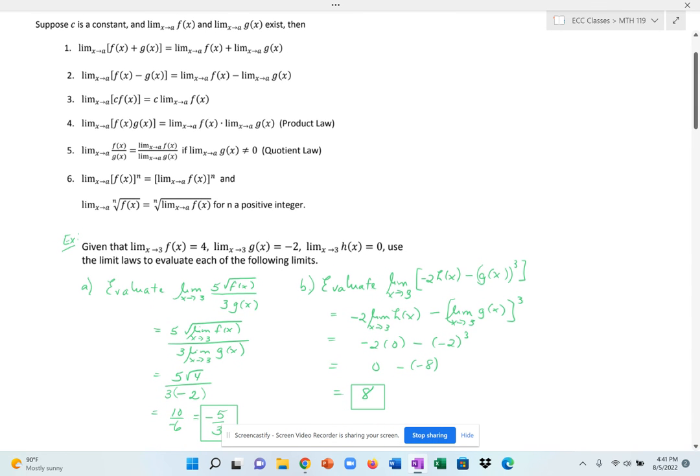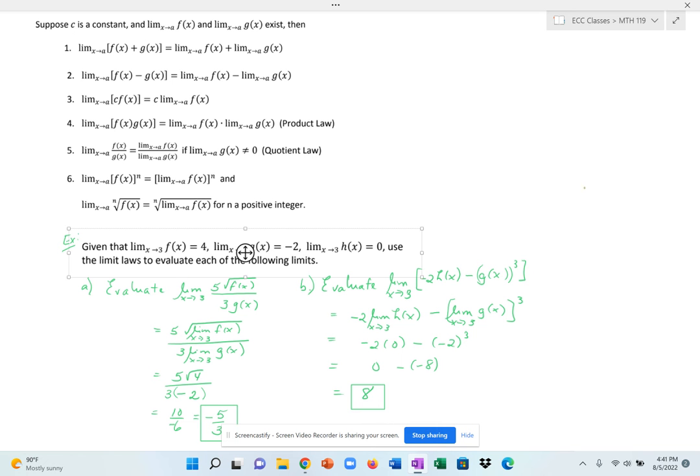So we're going to apply some of these laws to evaluate the examples in this first example here, and there's more than one part. So you're given that the limit as x approaches 3 of f of x is 4, the limit as x approaches 3 of g of x is negative 2, and the limit as x approaches 3 of h of x is equal to 0, and we'll use the limit laws to evaluate each of the following limits.